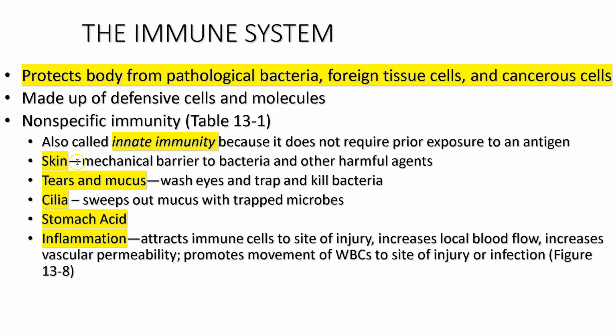So skin. So these are all examples of non-specific immunity. That skin's just a barrier, right? Tears and mucus, cilia, stomach acid. I guarantee probably every time we eat a meal, we're eating some sort of bacteria. We're eating something that's probably not good for us to eat, but stomach acid takes care of that. And we will definitely talk about inflammation, okay?